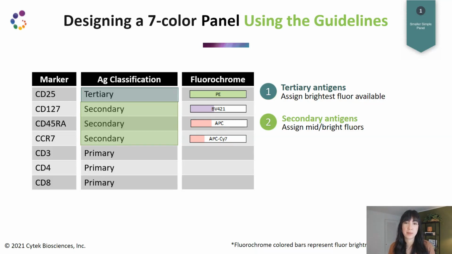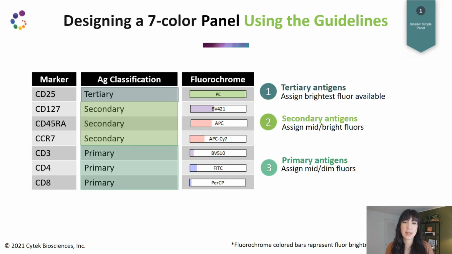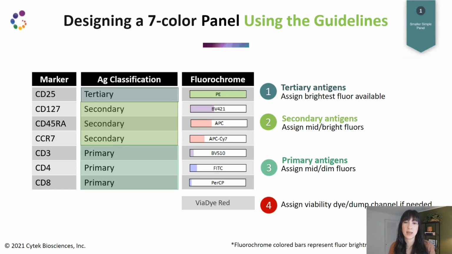Then we're going to move to the primary antigens, and we are going to pair those with any mid or dim fluorochromes. And so those are the ones we select. And then the last thing we do is we're going to select a viability dye. Strongly recommend that you put a viability dye in any panel. And typically those can go anywhere you want as long as they're still unique from your fluorochromes that you're trying to look at your markers with. Unless you want to use a dump channel, there are ways to combine a viability dye and a dump channel, which means the dump channel is those exclusion markers that you are removing cells from your analysis. So anything you're not interested in.